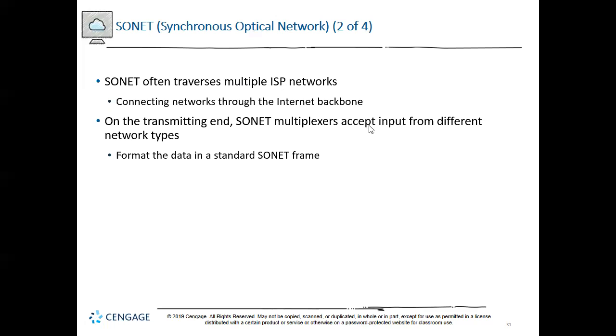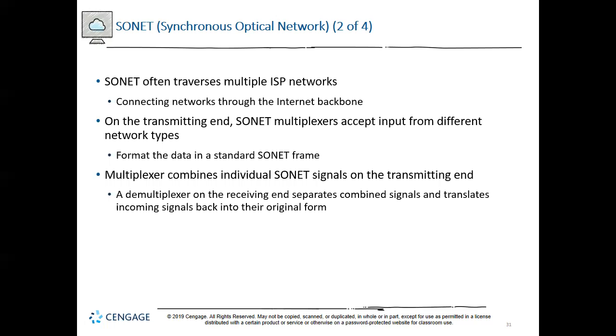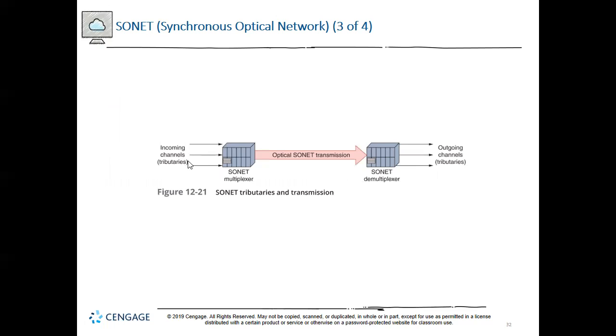So they'll accept input from different network types, as it says, and then format the data. SONET has its own frame, so it's kind of wrapping the packets that are coming from the other networks into its own frame, and then it's able to, as it says there, multiplex those. That means combining things so that they transfer more efficiently over the network, and then uncombining them afterwards. So that's what we're doing with a multiplexer. The demultiplexer is the uncombining, if you like, separating them out at the other end.